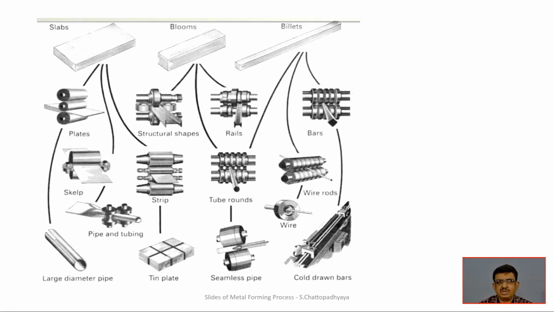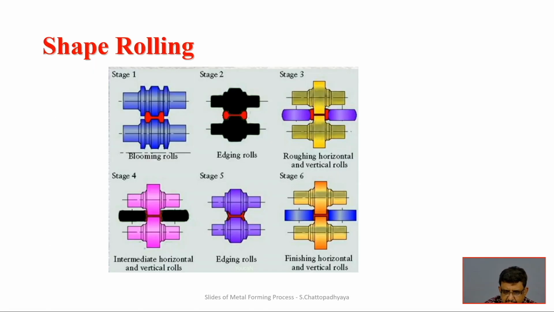Billets, blooms and slabs are produced maybe from the continuous casting line, and from there itself it is subdivided into the different kind of rolling elements and shapes and rolls, and from there itself the different applications are produced associated with that, both for cold and hot forming process.